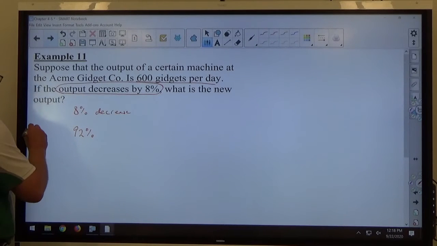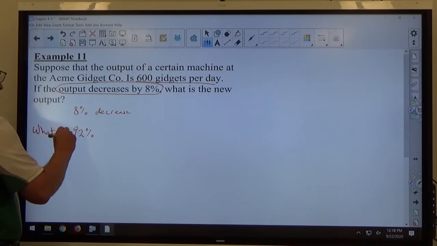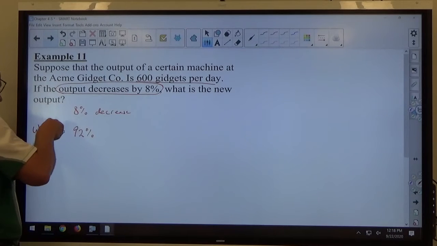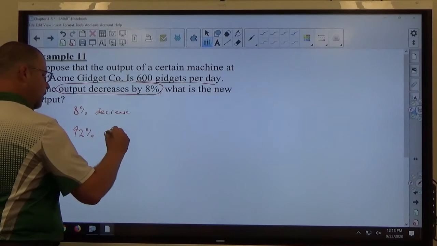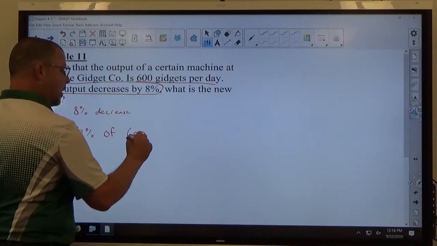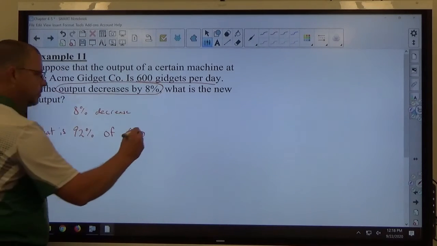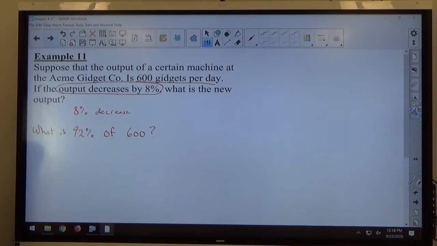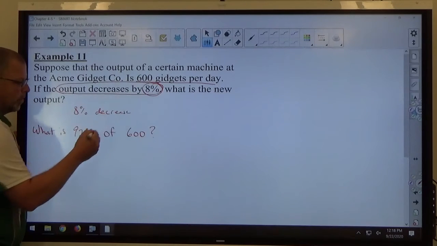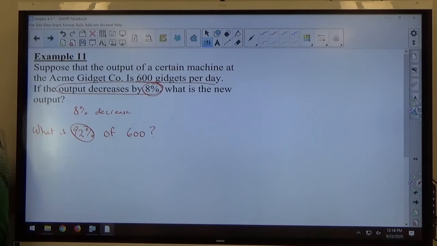And we want to know what is 92% of their original output of 600 gidgets per day? Once again, take the words, create a good sentence. Both these problems, though, the percent they're telling us is not the percent we're using. So be careful. Percent increase, we're taking 100 plus the percent. Percent decrease, we're taking 100 subtracting the percent. Each time it's increase or decrease, it establishes what you do to 100%.